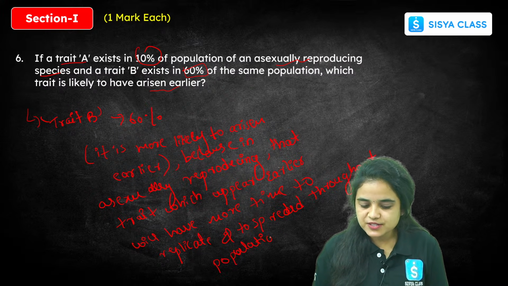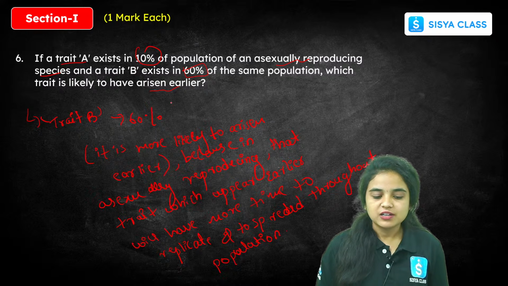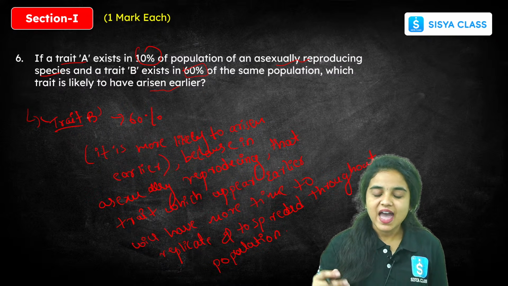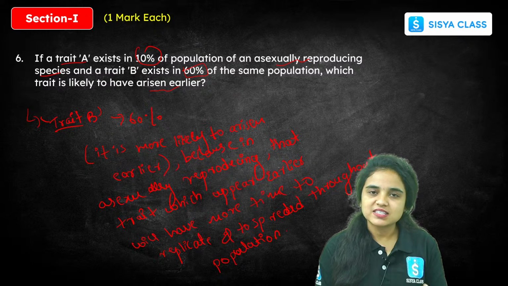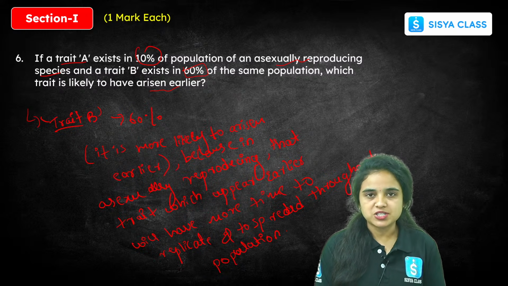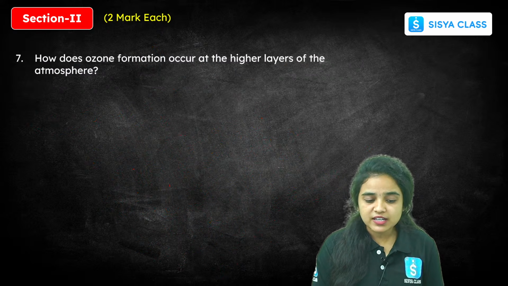So the answer for this question is trait B. Trait B is the correct answer, and trait B is the one which arises earlier in the asexually reproducing population. Right students, coming to the next one.